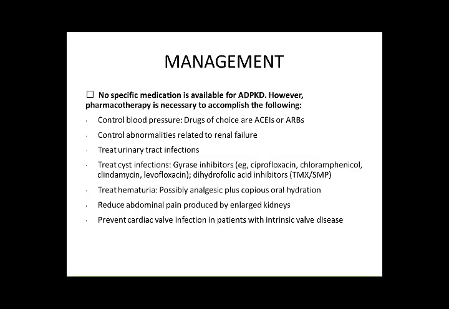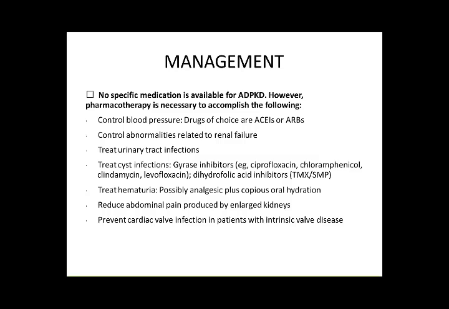Control abnormalities related to renal failure. Third goal is treat UTIs if present. Fourth goal is treat cystic infection if the patient develops perinephric abscess or pyelonephritis. Then we treat with antibiotics such as ciprofloxacin and levofloxacin, trimethoprim or chloramphenicol or clindamycin. These are the choice for us.